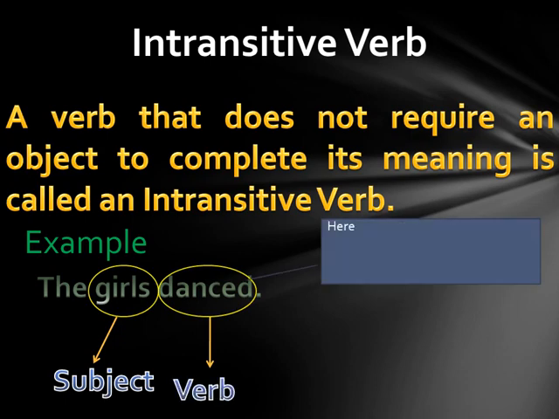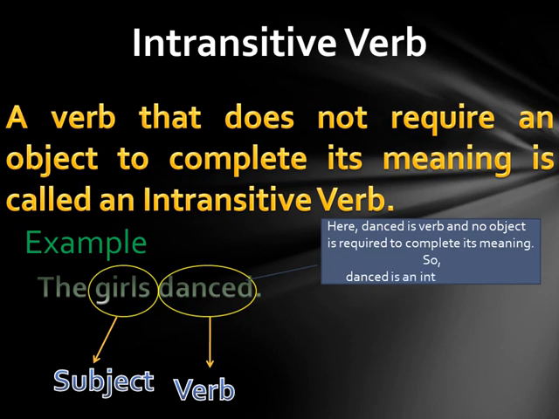But here, danced is a verb and no object is required to complete its meaning. Therefore, we can say that danced is an intransitive verb.